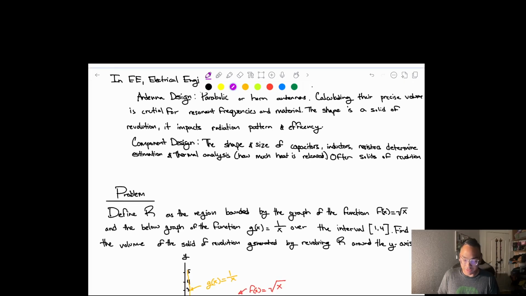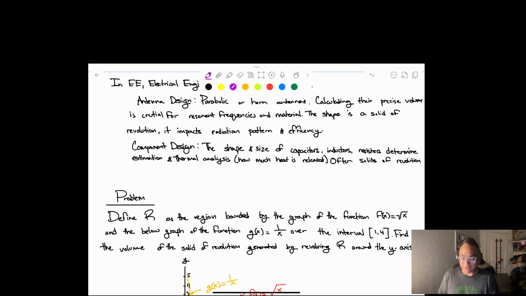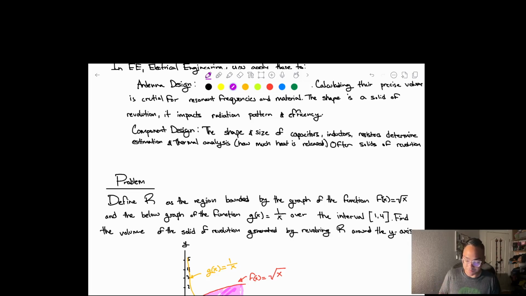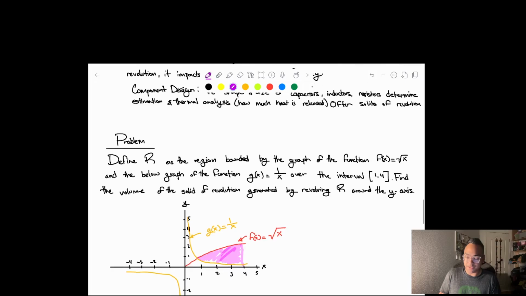There's also another thing in physics, which is capacitors. You learn about them through electricity. Whenever you're doing component design in electrical engineering, the shape and size of capacitors, inductors, and resistors determine and estimate thermal analysis, basically how much heat is released. Often they are solids of revolution, right? If you take a solid and spin it around, that's what you get. If you take a two-dimensional object and spin it in a circle, you get a three-dimensional object.